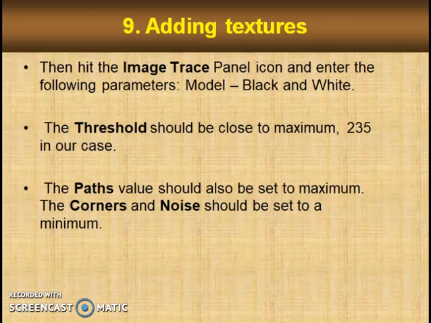Then hit the Image Trace panel icon and enter the following parameters: mode black and white. The threshold should be close to maximum, 235 in our case. The paths value should also be set to maximum. The corners and noise should be set to a minimum. Don't forget to put a check mark on ignore white. Close the window and hit Expand.